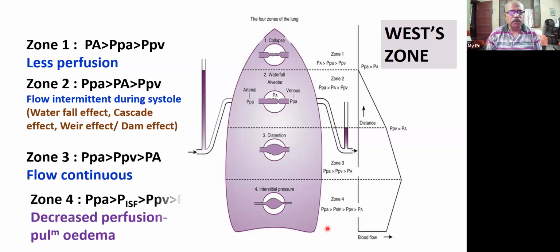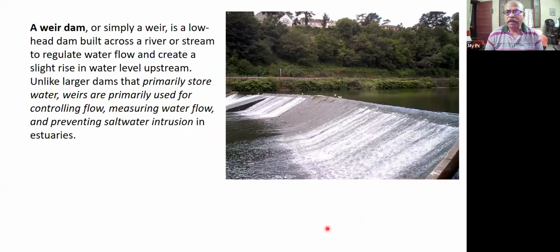And there is another zone which is known as zone 4, where the interstitial pressure comes in, and it occurs when the interstitial pressure has risen above the pulmonary venous pressure. It occurs in any condition where interstitial fluid accumulation has happened, especially in pulmonary edema, both cardiogenic and non-cardiogenic pulmonary edema.